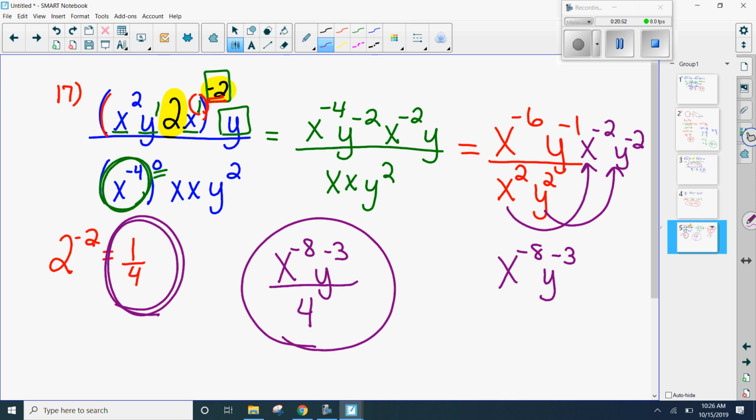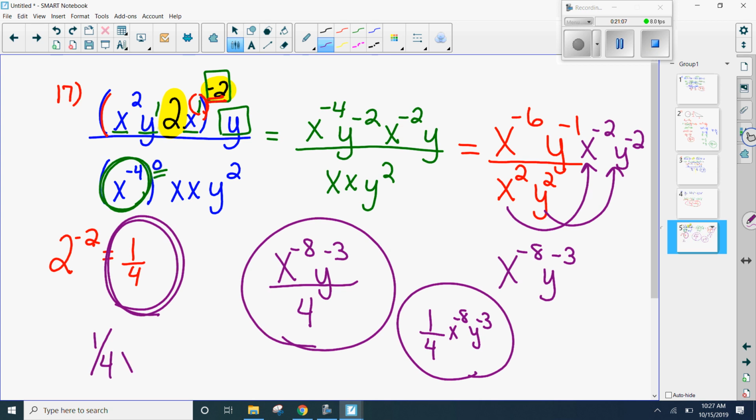Now it is the same thing as this, but you have to be careful how you write this so that it doesn't look like the x and the y are in the denominator. If you put that 1/4 out in front, and then put x to the negative 8th, y to the negative 3rd, this is all in the denominator the way you have it written there. So I would strongly advise not to do that. I would just keep it in this format right here.